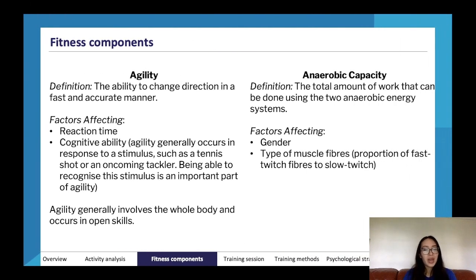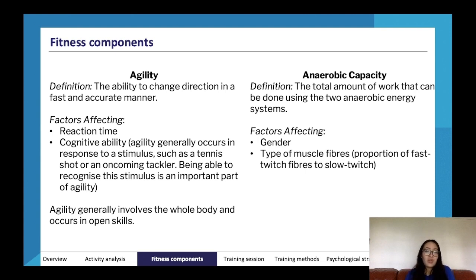Okay, sorry. Cognitive ability. Obviously you need to be well aware of what's going on in the game to make sure that you are actually engaging with the stimulus and responding effectively. If you see a tennis shot coming towards you, you might have to quickly sidestep, swing your arm back and hit the ball. So being really aware of your surroundings and the stimulus is important. Things such as concentration can also affect agility. If you aren't concentrating, you're not going to be agile. If you are tired perhaps, that might also affect your agility.